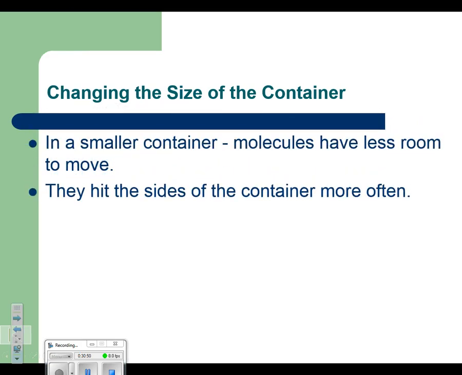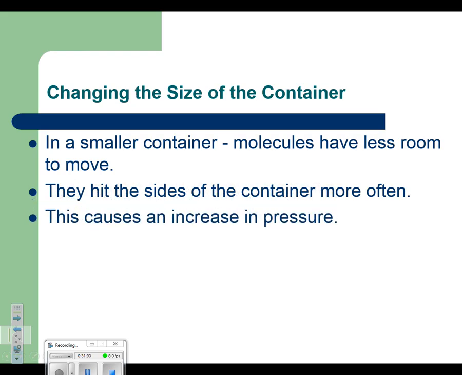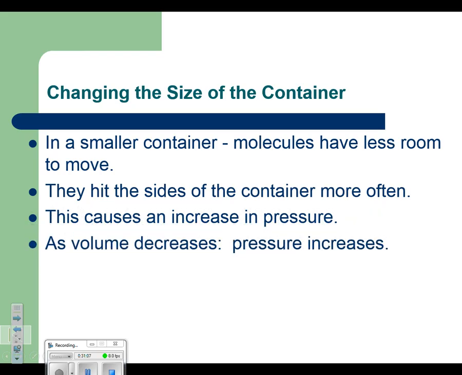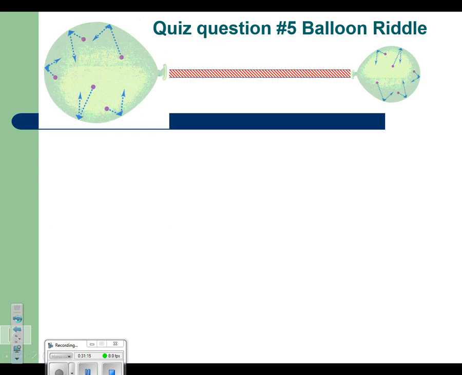Okay, in a smaller container, things have less room to move around, right? They hit the side of the container more often. This causes more pressure, right? As the volume decreases, when we push the syringe in, what happened? The pressure increased on the outside and our volume decreased.